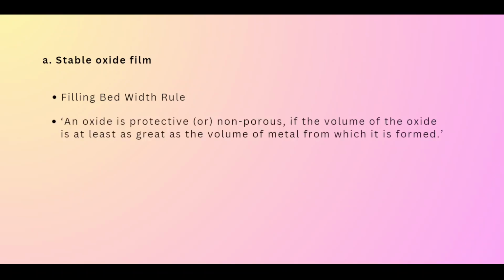Stable oxide film. A stable oxide film can be impervious in nature and can adhere tightly to the metal surface. Using the Pilling-Bedworth rule, according to this rule, an oxide is protective or non-porous, it may be sometimes very clean, there is no porosity in it, if the volume of the oxide is at least as great as the volume of metal from which it is formed. Such an oxide film forms a barrier against further attack of oxygen.